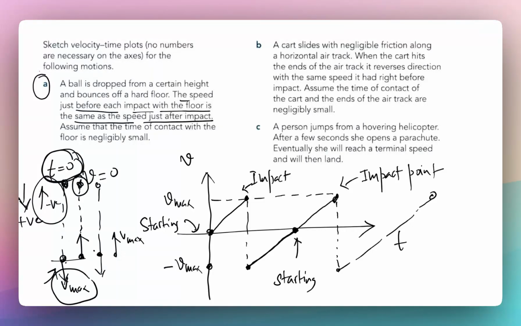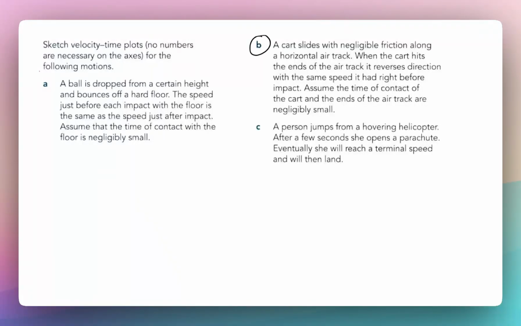Okay, so that's our VT graph, which looks like this. Now let's look at part B. A cart slides with negligible friction along a horizontal air track. So we have a horizontal track and we have some sort of a cart over here. It's sliding with negligible friction.